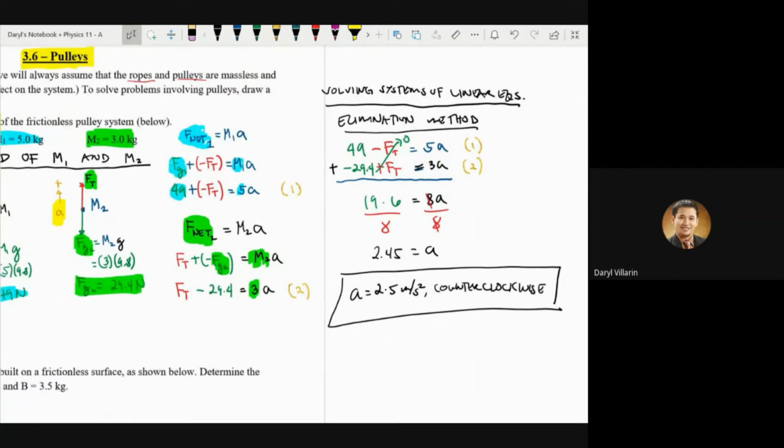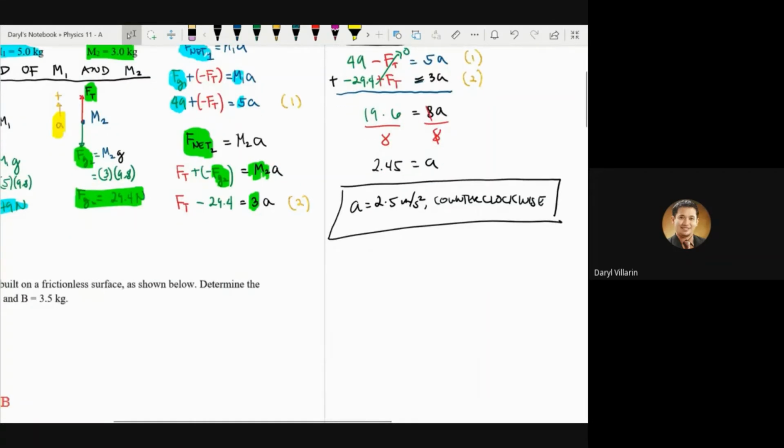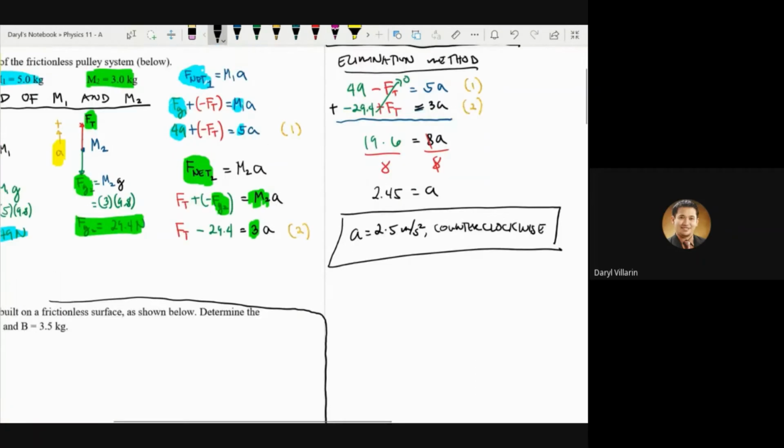Okay, so this is by the elimination method, although the most common in this particular case is using substitution. I'm just going to show that one here for the benefit of everyone so that you can remember your systems of linear equations. You can also use the substitution method.